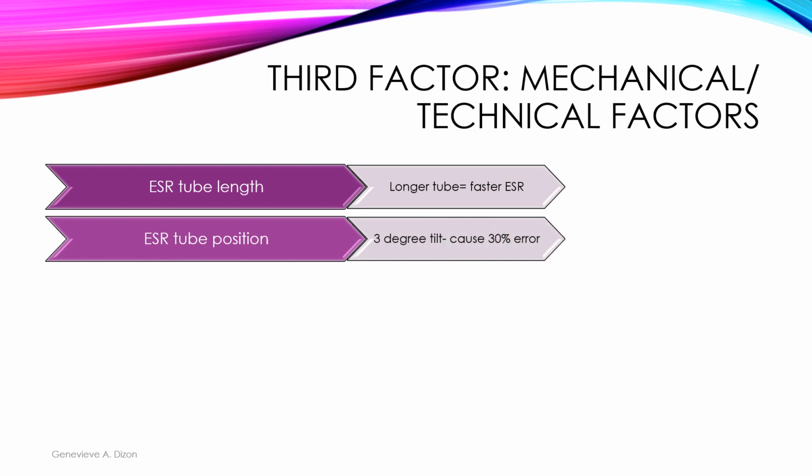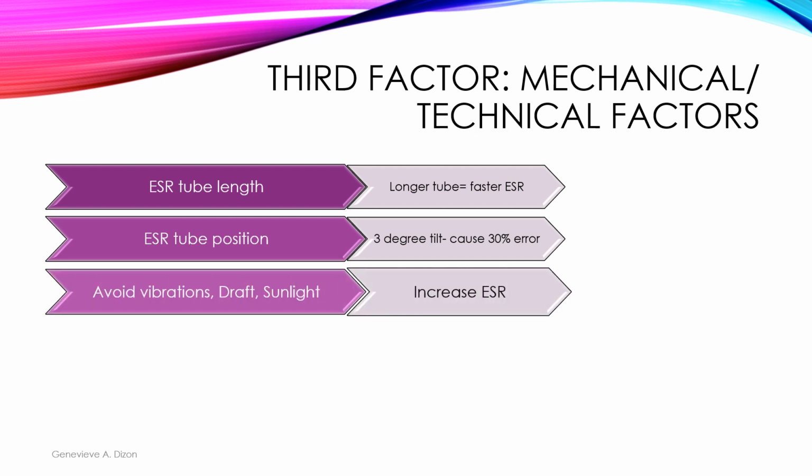Another factor is the position of the ESR tube. The ESR tube, when left for 1 hour for settling, should be exactly perpendicular. Any inclination, every 3 degrees tilt, would cause a 30% error, and that means there would be faster ESR. This is because the red blood cells would have a shorter distance through which to settle down because of the tilting of the tube. The next one is any vibrations or drafts or sunlight that the tube is exposed to can increase ESR. Even just minute movements or vibrations would cause a false ESR result.